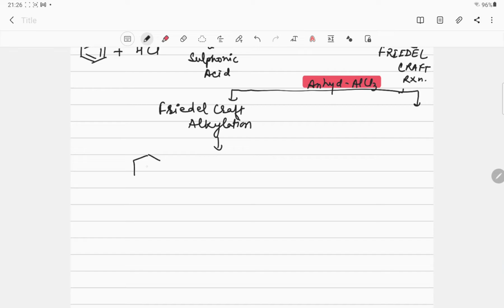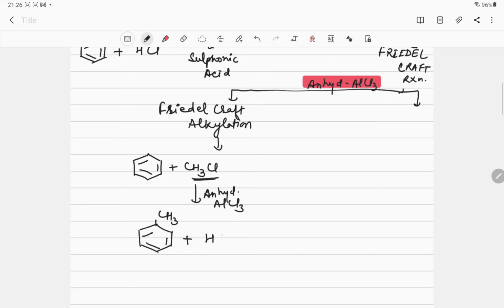We will take the benzene ring, and if we want to bring the methyl group here, we will take methyl chloride. If we want to bring the ethyl group here, we may take ethyl chloride. Accordingly, whatever alkyl group we want to bring on the benzene ring, the alkyl halide can be chosen, and the reaction will take place in presence of anhydrous AlCl3. The hydrogen will be substituted by the methyl group and we will get HCl. So toluene will be the product.